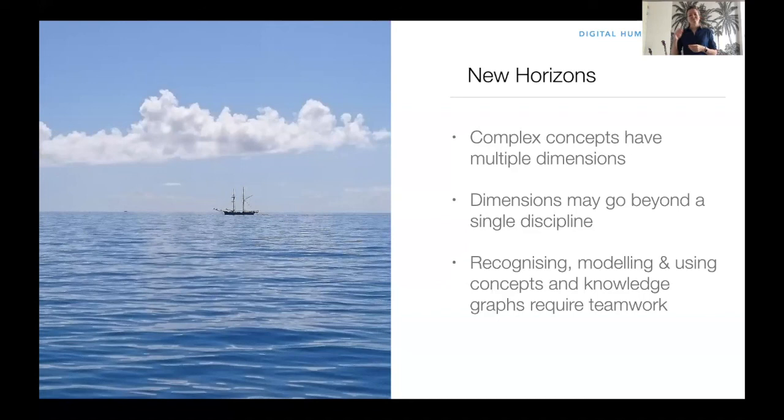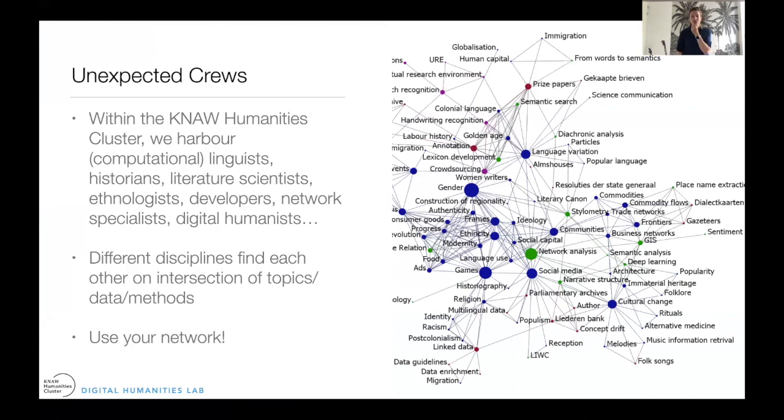The way we go about it is really recognizing that this needs to be teamwork, because you really go beyond a single discipline to try to recognize and model and then use these concepts. The way we go about this at the humanities cluster is, when we first started my research group almost 3 years ago, we just did a big tour and we created a network of all the people in our institute and their interests and the kind of data sets that they work with. And that has actually resulted in the kind of collaborations that I told you about.